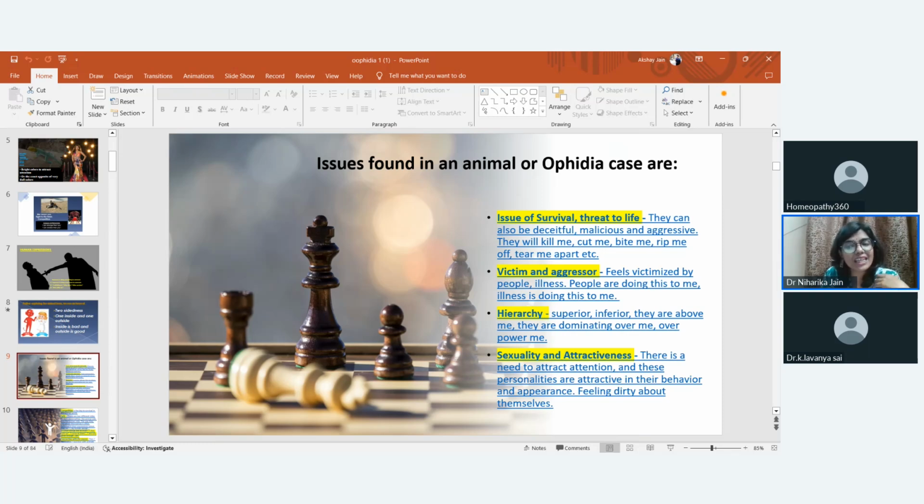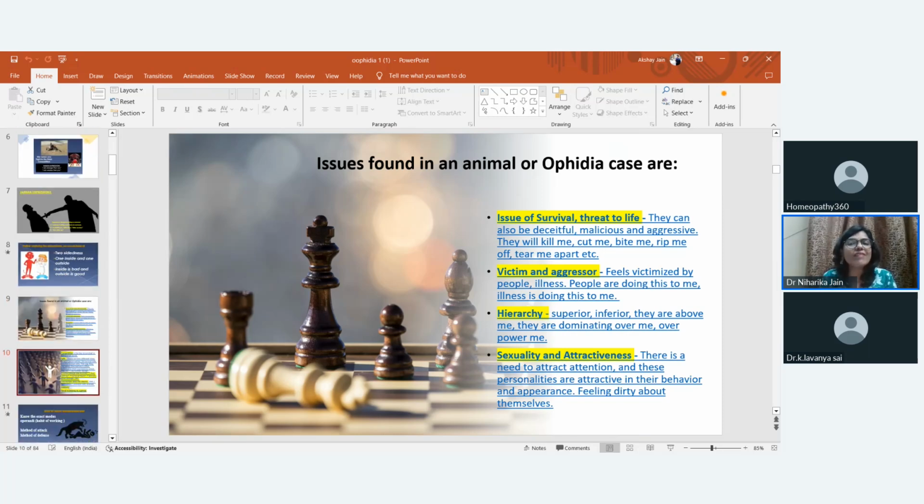And sexuality and attractiveness: they have a need to attract attention, and these personalities are attractive in their behavior and appearance, while feeling dirty about themselves. आप ऑब्जर्व करना, if the speaker also belongs to the animal kingdom, आपको लगेगा उसका लेक्चर बहुत अच्छा था, because they are very vivid, they make gestures, they are very attractive, their appearance is very striking, their teaching style is also very impressive, because they want to attract, they want to draw the attention. Competition is the key to survival in an animal world.